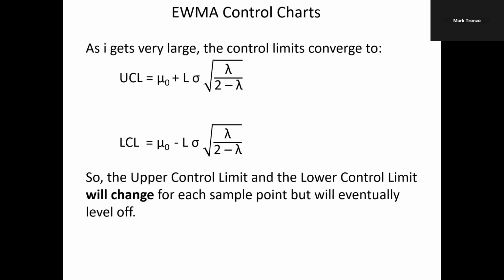Now, as the number of samples gets large, as i gets very large, the control limits converge to this value here. So in other words, the control limits will change, but they'll eventually converge to these values here.